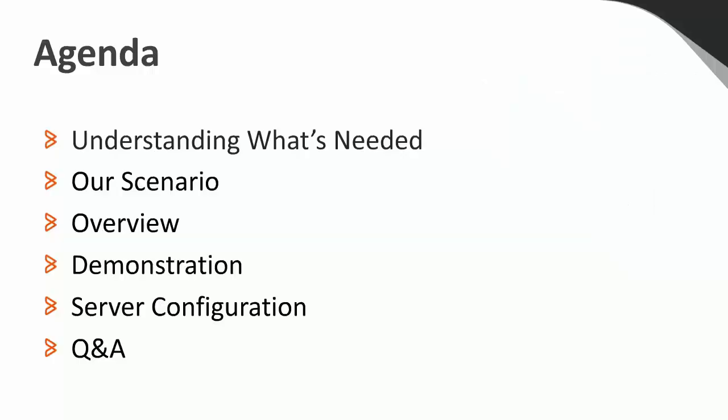With that, let's look at our agenda. Firstly, we'll see what's needed before we start, and we'll discuss our scenario for today. Then there will be an overview of the process. We'll briefly discuss the steps here. Next is a demonstration. Here we'll take a Control-M server and agent system that's using TCP and configure it for SSL. After that, we'll discuss server configuration, and then lastly, there will be a Q&A session.